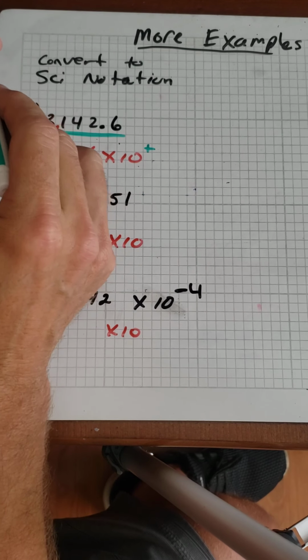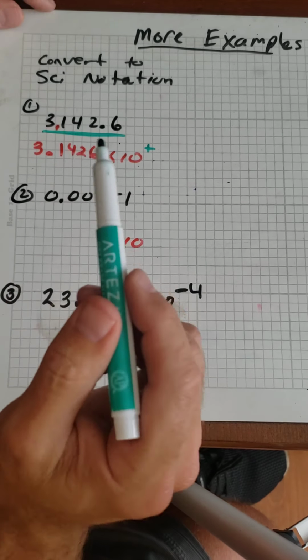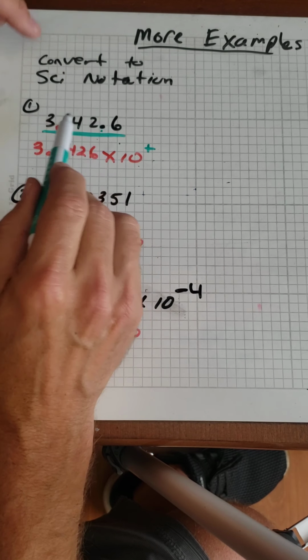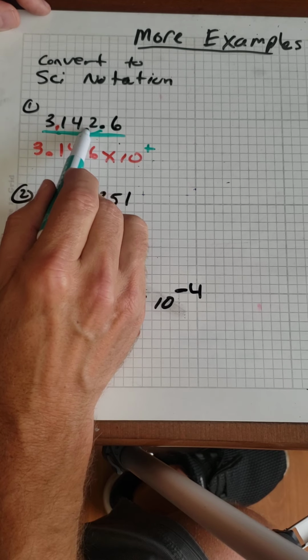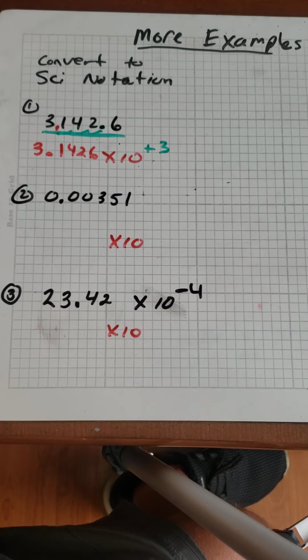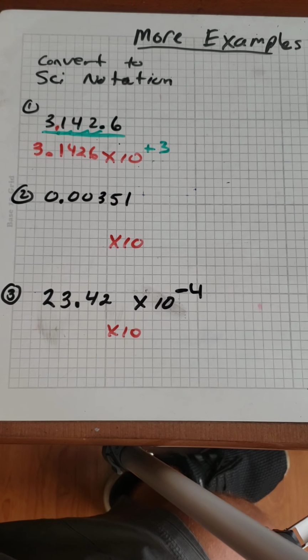And now the last thing they do is they figure out what the number for the exponent is. So that's where it started, and I'm finishing over here. I went 1, 2, 3, so times 10 to the third. So there's my number, 3.1426 times 10 to the third. Okay? Now looking at the bottom here.